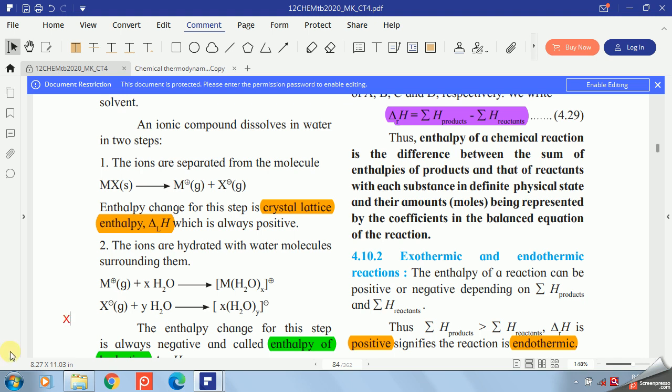X should be capital. Okay, X should be capital. X is to Y minus, so you can write Na plus x mole of H2O gives Na(H2O)x plus, and Cl minus plus y H2O gives Cl(H2O)y, with x minus 1 minus charge.